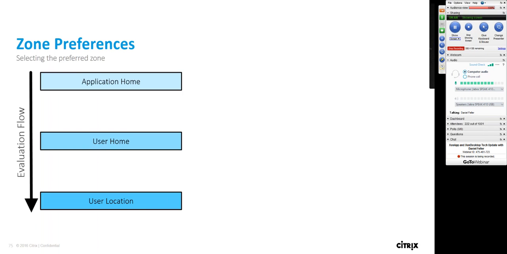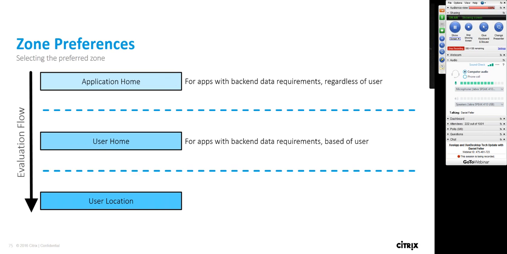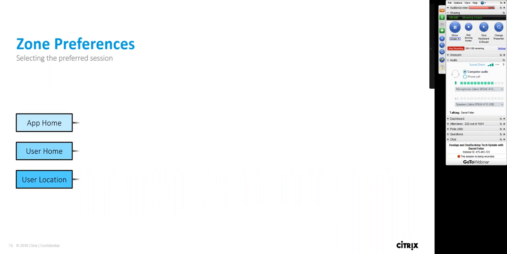So looking at the zone preferences, how this works is that it's this hierarchy. It looks at the app home, the user home, and the user location. Basically, the app home is for those apps that have app data. The user home is for things that have user data, and then user location is just items that do not have any data at all whatsoever. So it'll go through this, that's the evaluation flow, and it figures it out, and it stops once it's figured something out.